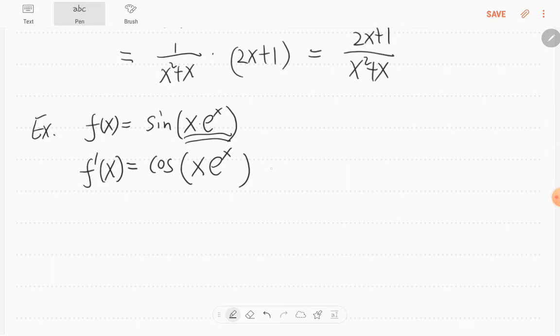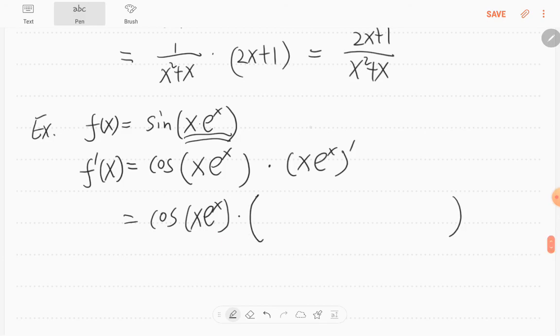Can we stop here? No. We need to multiply by the derivative of the inside function, x times e to the x. So this is still cosine of x times e to the x, multiplied by, what's that? What is this derivative? This is the derivative of a product, right? So we need to use the product rule.